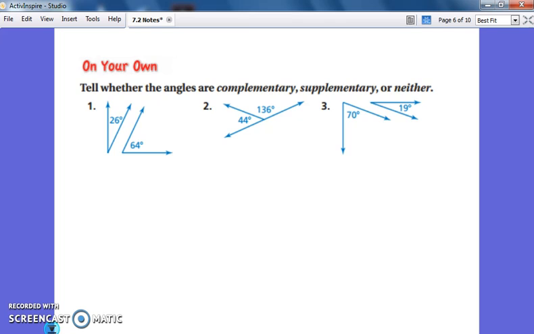Go ahead and pause the video and give these a try here. This says, tell whether the angles are complementary, supplementary, or neither. So if you were to add 26 degrees and 64 degrees, you're going to get 90 degrees. So 90 degrees means it's complementary.